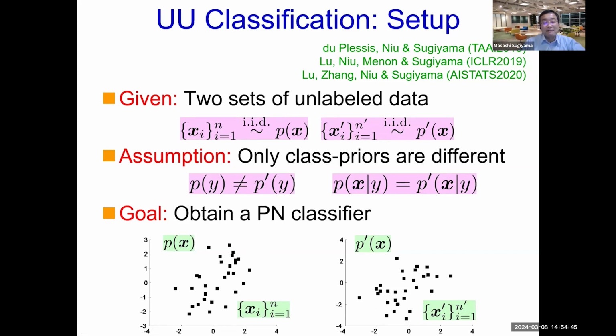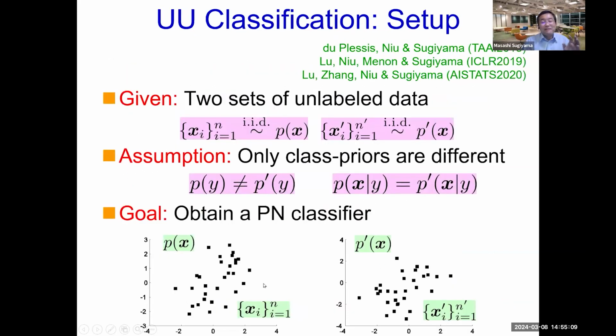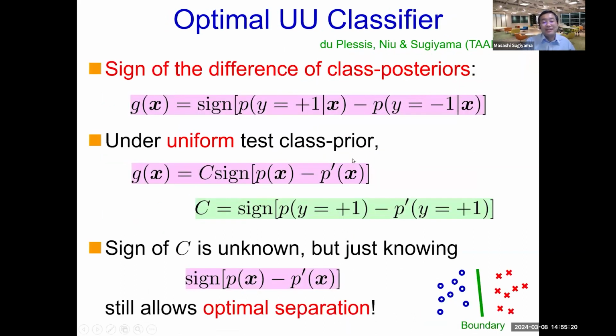Then we want to still train a classifier. One of the oldest methods for this problem was studied already more than 10 years ago. In this paper, we consider the sign of the difference of class posteriors. By computing this quantity, we can perform correct classification. I said the class priors are different, and we need to consider one more prior for test data, because from this formulation it's not clear where the test points are coming from. So we assume that test priors are uniform, 50-50, in this paper.